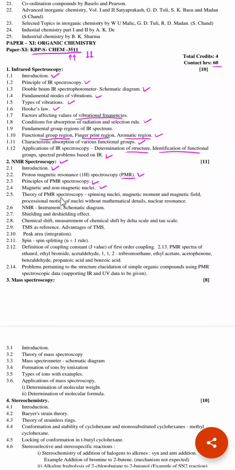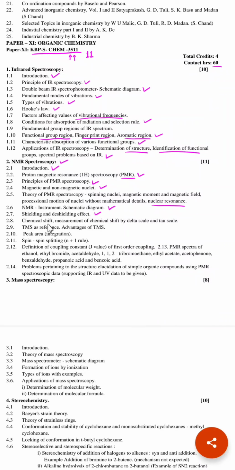Then we will see the theory of PMR spectroscopy. In theory, what is meant by spinning nuclei, magnetic moment and magnetic field, precessional motion of nuclei, and for this precessional motion, mathematical details are not expected, and nuclear resonance, this is very important. Then in NMR, we will see instrumentation, the schematic diagram and different components of the NMR instrument. Then shielding and de-shielding effect.